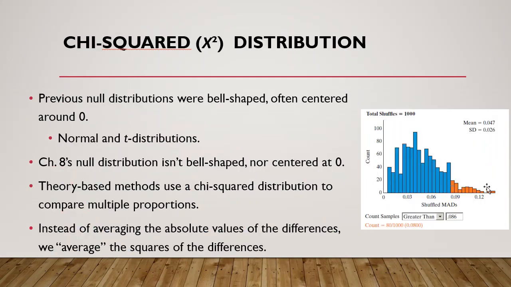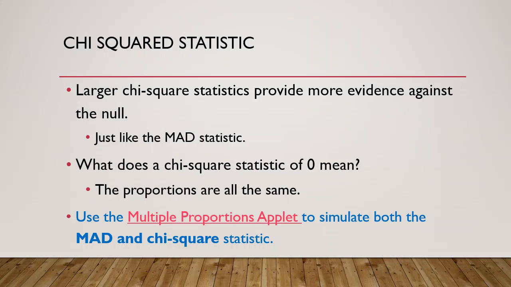The shape looks like this, so when your chi-squared statistic is really big, that tells you that the null hypothesis is probably not true. 0 would mean that all of the p-hats were the same, so when you subtracted them from each other, you got 0 every time, and you wouldn't have any evidence that the true proportions were different. The more the sample proportions differ from each other, the more evidence you have that the true proportions must not be the same. We're going to use the multiple proportions applet to do the chi-square statistic or the MAD statistic. It will do both, the simulation test and the theory-based test.